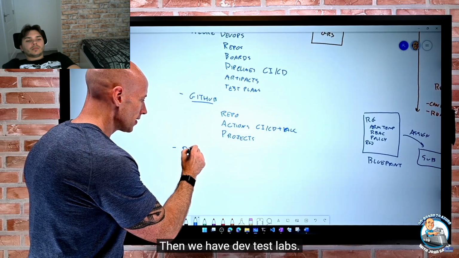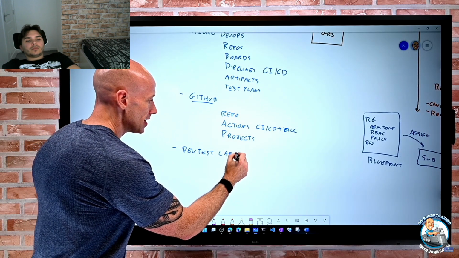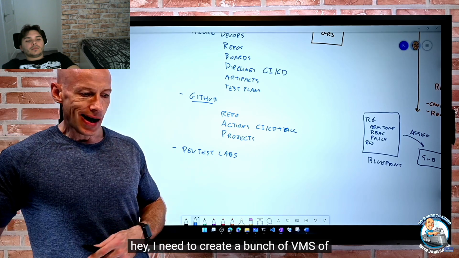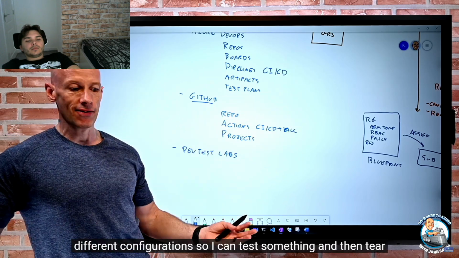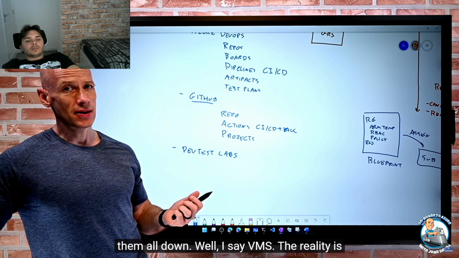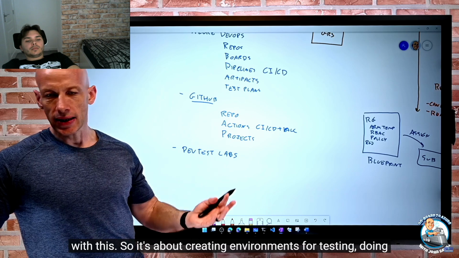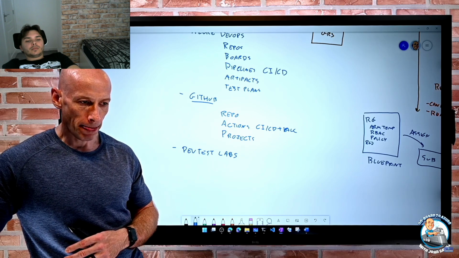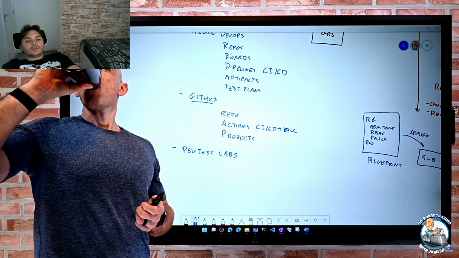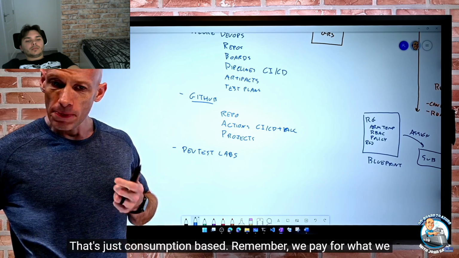Then we have Dev Test Labs. Dev Test Labs is all about the idea that I need to create a bunch of VMs of different configurations so I can test something and then tear them all down. Well, I say VMs. The reality is anything I can define in an ARM template, I can define with this. So it's about creating environments for testing, doing the testing, and then tearing it down afterwards. Now, tearing it down afterwards is actually really important, because Azure's consumption-based, remember. We pay for what we use.